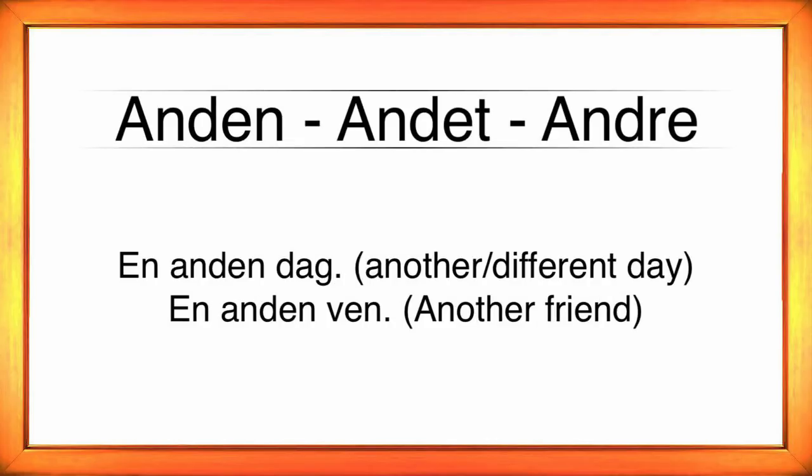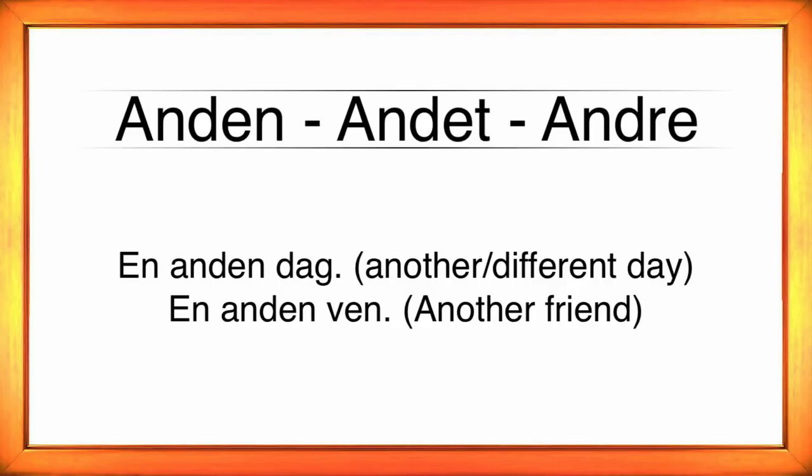The next one is anden, andet, and andre. This is quite important. They all are important. So they all mean other or another or others. Anden is basically another, like in "anden dag," another day. It goes with nouns that have the en, right? En dag, eller en anden ven, another friend, because it's en ven. So that's some basic grammar for you right there. En anden.